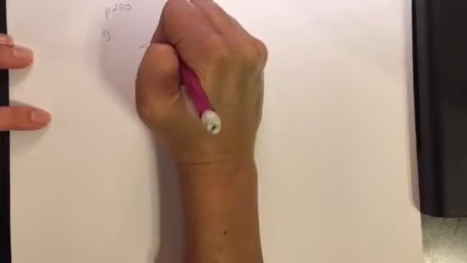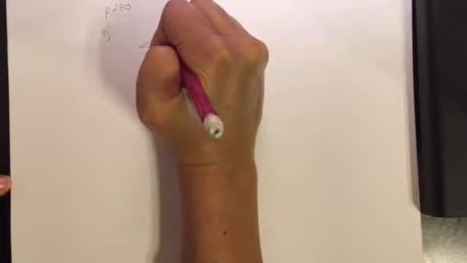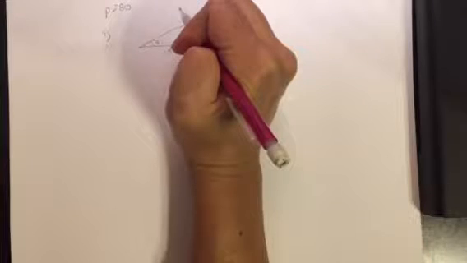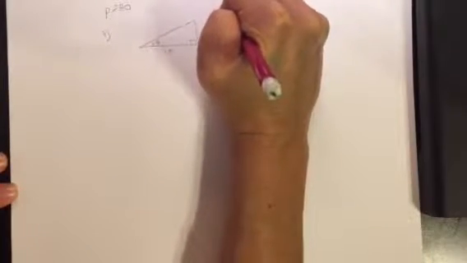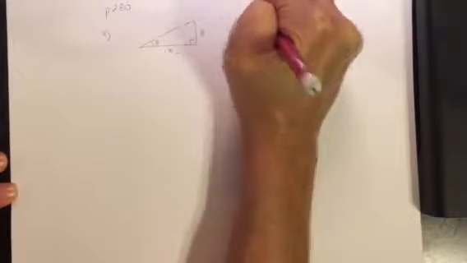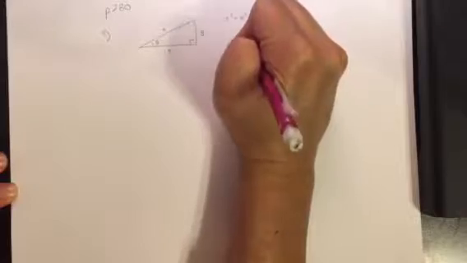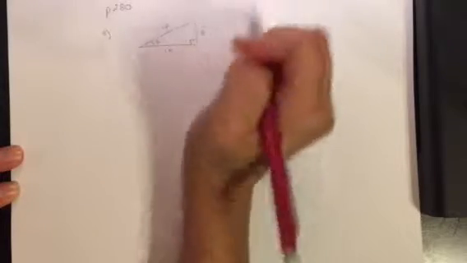So we're missing this side up here, and I'm going to use the Pythagorean theorem to figure that out. So 15 squared plus 8 squared equals x squared. And to save a little bit of time, I'm going to go straight to x equals 17. So the hypotenuse is 17.